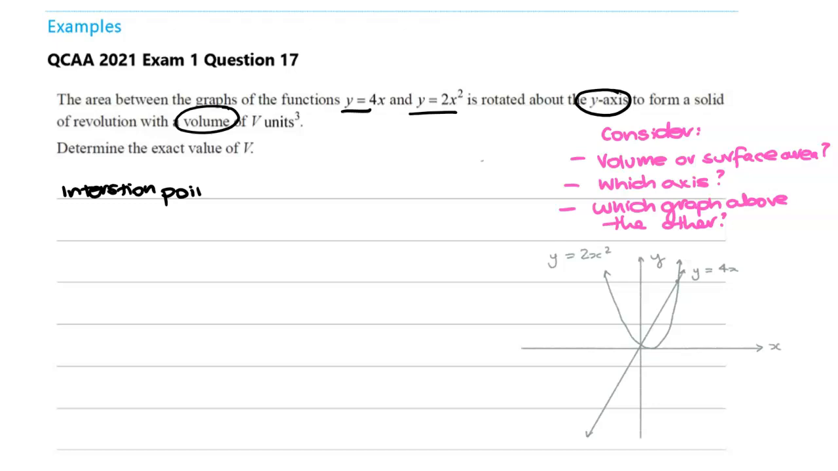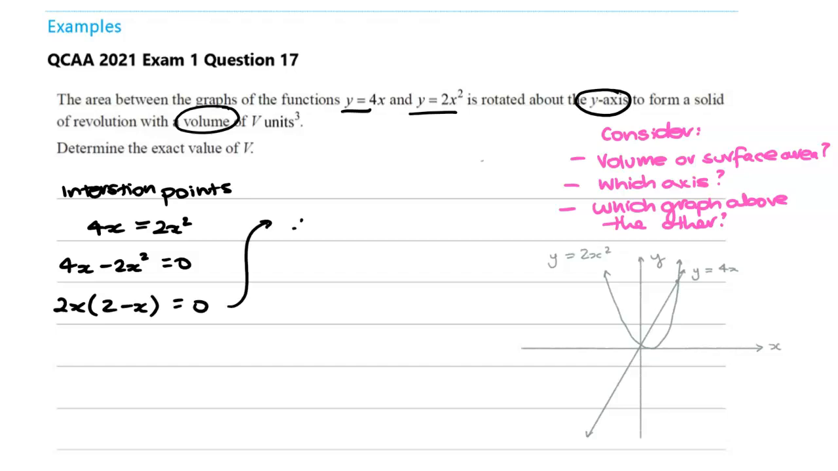Now for the intersection points, let's let 4x equal 2x squared. So we'll pop it over the same side, take out 2x. So that therefore gives us x equals 0. That makes sense, that's the origin here. And we've got x equals 2. So that would be 2, and if I pop that in there, the y-coordinate will be 8.